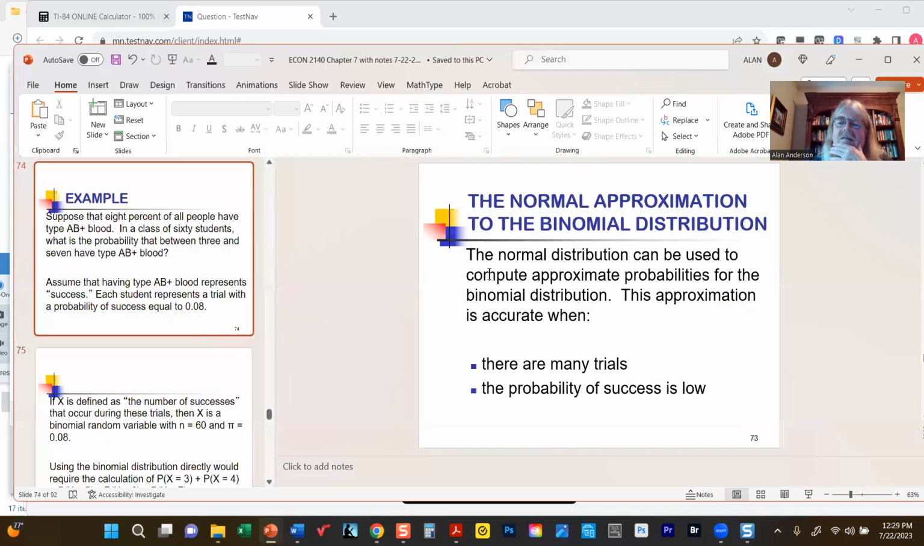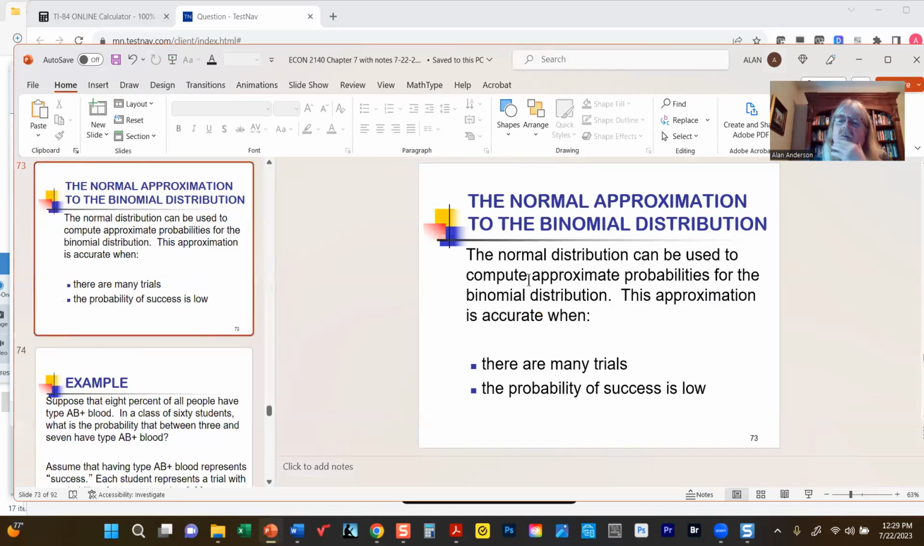And so next time we'll look at this so-called normal approximation of the binomial, and maybe we'll do a bunch of practice problems, and then we'll move into chapter 8, which is an application of the normal distribution.